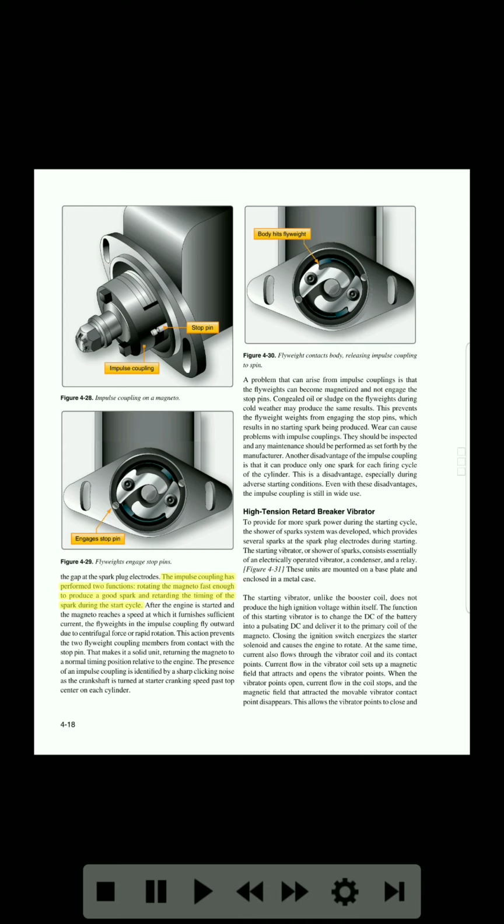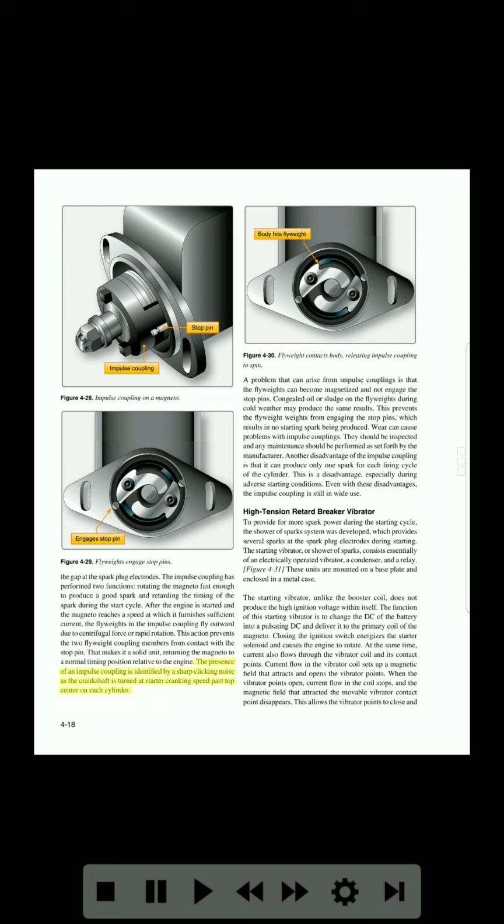The impulse coupling has performed two functions: rotating the magneto fast enough to produce a good spark, and retarding the timing of the spark during the start cycle. After the engine is started and the magneto reaches a speed at which it furnishes sufficient current, the flyweights in the impulse coupling fly outward due to centrifugal force or rapid rotation. This action prevents the two flyweight coupling members from contact with the stop pin. That makes it a solid unit, returning the magneto to a normal timing position relative to the engine.